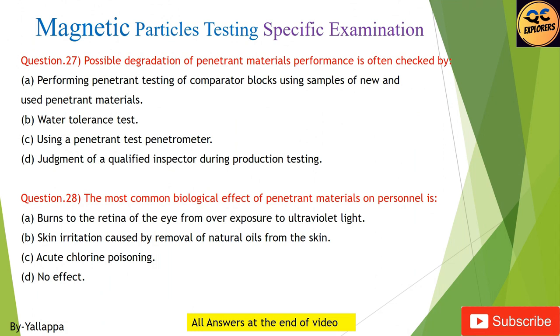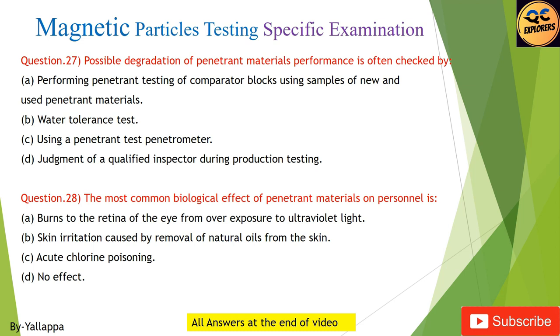Question 27. Possible degradation of penetrant material's performance is often checked by performing penetrant testing of comparator blocks using samples of new and used penetrant materials, water tolerance test, using a penetrant test penetrometer, judgment of a qualified inspector during production testing.